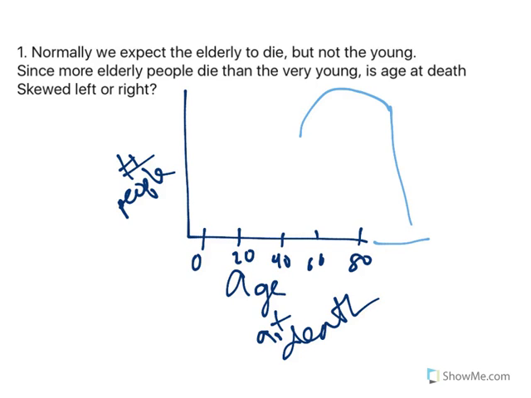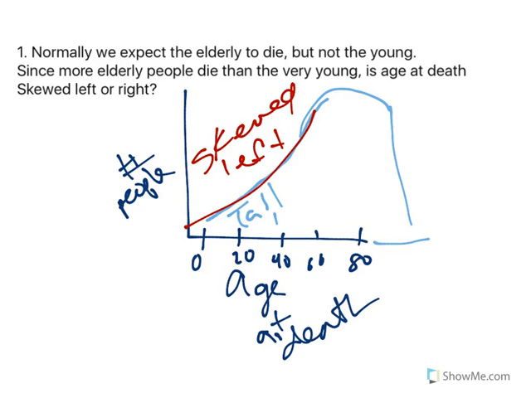And not very many like 100-year-olds dying because they're just not around. But when you think about it, yeah, there are 40-year-olds, 20-year-olds, 0-year-olds. There are young people who die, but it goes lower, right? So this is where the tail is. So if the tail is to the left, then this is skewed left. Skewed left. Because the tail goes to the left, right? Kind of give yourself a little visual.